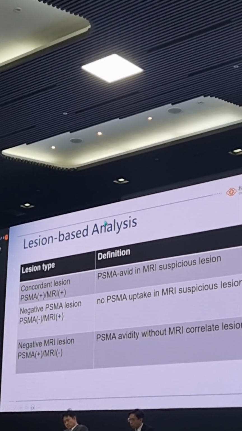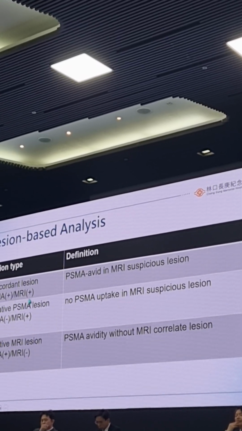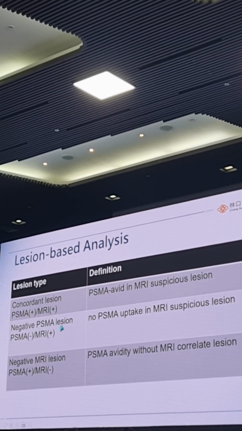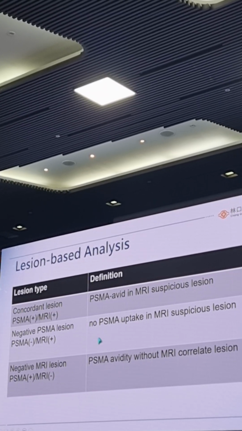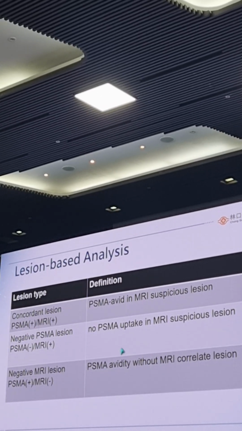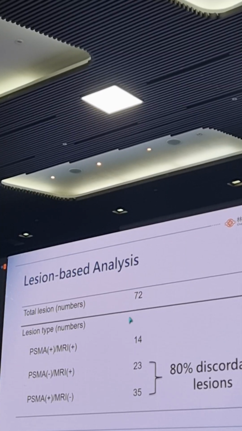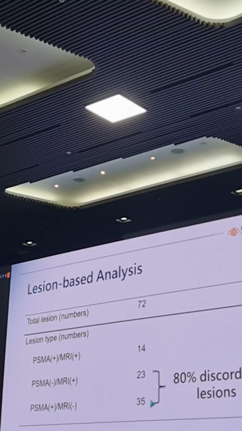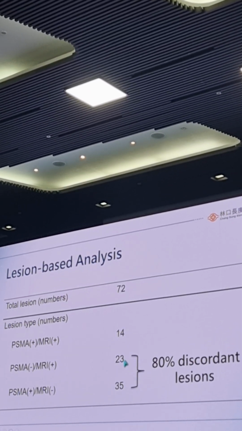When we focus on the lesion-based analysis, we can find 3 kinds of lesions: the concordant lesion, both PSMA positive and MRI positive; negative PSMA lesions, with no PSMA uptake in the MRI suspicious lesion; and negative MRI lesions, which are PSMA avid without MRI correlate. So in the end, 72 lesions were found in our patient cohort, and almost 80% of lesions turned out to be discordant. So this is not uncommon.